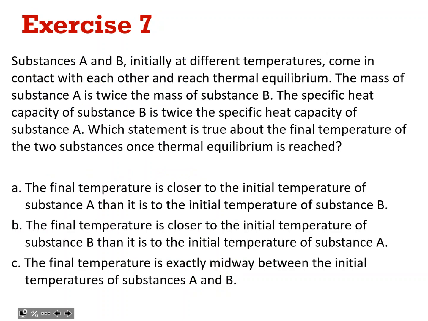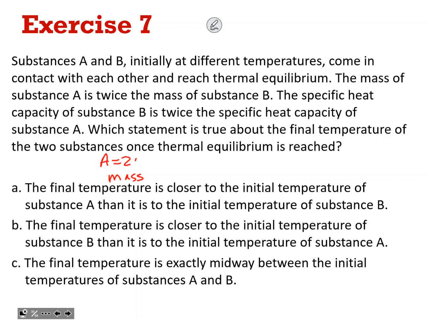All right, going back to some thermal equilibrium here. Multiple choice question. Looking at substance A and B, initially at different temperatures, they come in contact with each other to reach thermal equilibrium. Mass of substance A is twice that of B, so this is what I mentally do to myself in my brain.